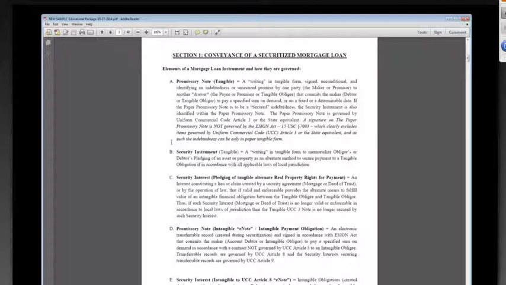So we start out. Here we go. Section 1, conveyance. So this is explaining, defining the definitions. Tangible promissory note, a writing in tangible form, signed, unconditional, identifying an indebtedness or an unsecured promise by one party. Again, I'm not going to read the whole thing. So this is as clear and as concise as you can get. Now, the first 7 pages of the educational package pertain to everyone.